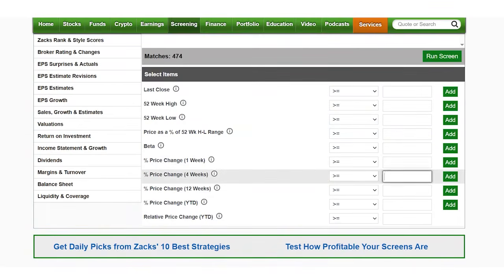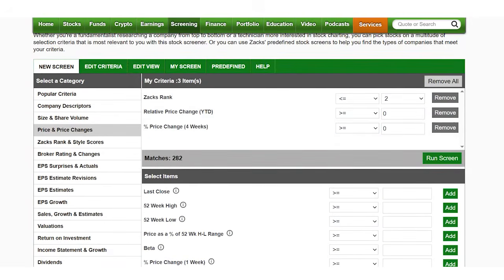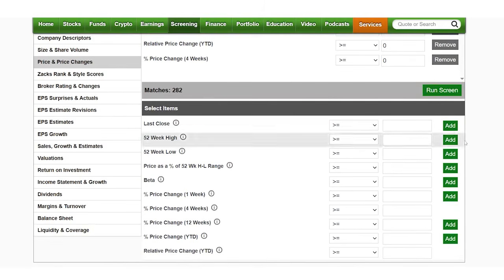I'm actually going to do 1 month momentum, right? This is live, guys. So I don't know what's going to happen. I don't know where we're going. Okay, so we got down to 282 stocks so far. We got the Zacks rank, relative price change against the market, and we got a measure of price change over the last 4 weeks. You'll see why I do greater than or equal to 0. But basically, I want something that's positive within the last month, and you'll see I can filter it further, and it'll go in order from strongest to weakest. You'll see what I'm talking about.